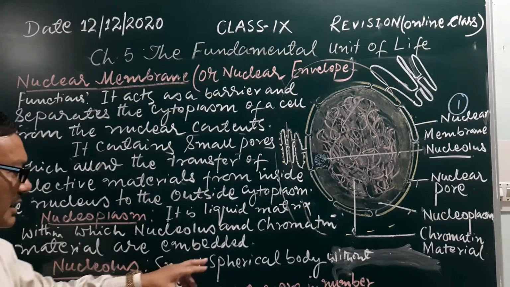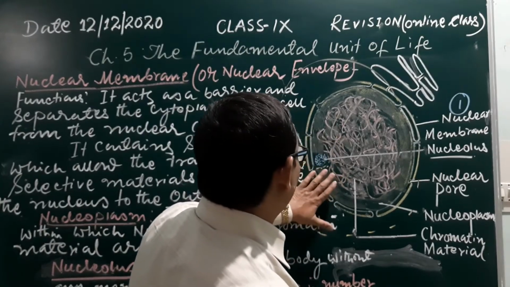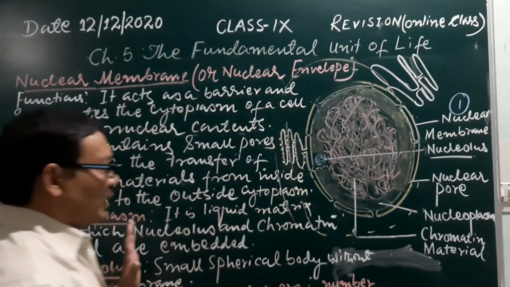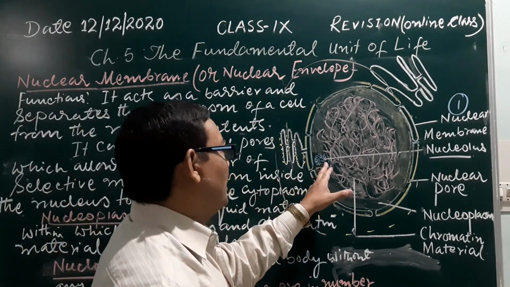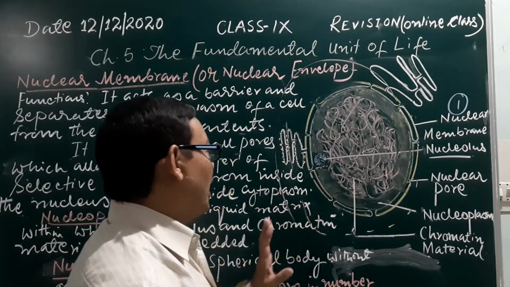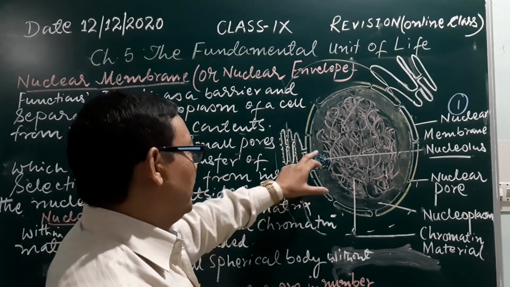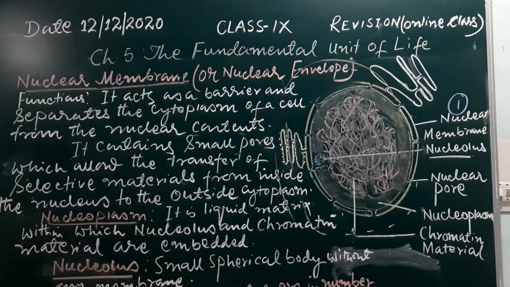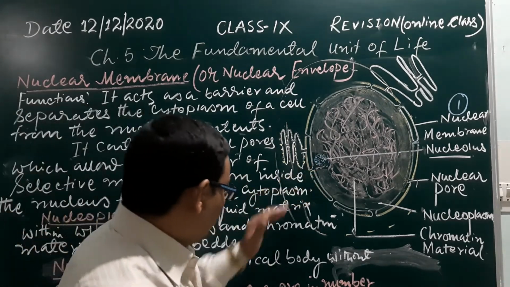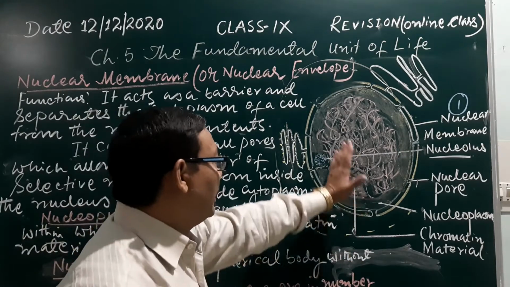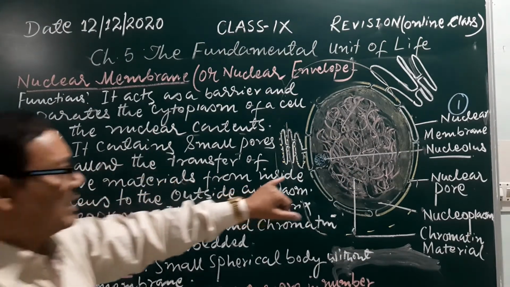Now, the nucleolus is a small spherical body present on one side of the nucleus. It is the part which is not surrounded by any membrane. Understand? And it is very important. It may be one or more in number and spherical in shape. Now, what is its function?